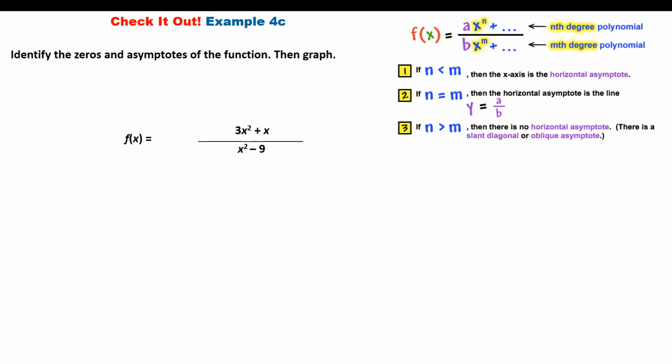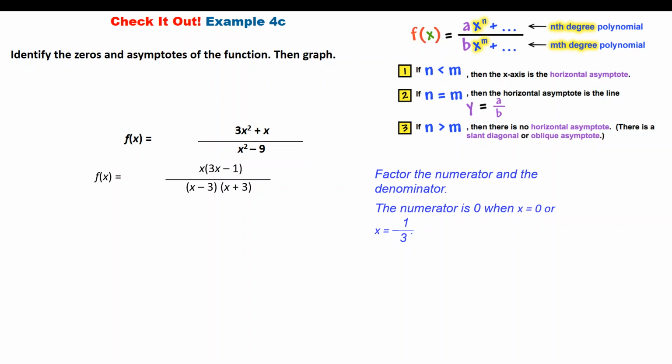Okay, on this one, the very first thing you should have done is gone ahead and factored out the numerator and the denominator. And when you did that, you should have come up with this. And the next thing we need to do is look at the numerator. We see that when x equals 0 or 1/3, we're going to have a 0 in our numerator. So don't forget that this x also has to be included in there. So it tells us that our zeros are going to be 0 and 1/3.